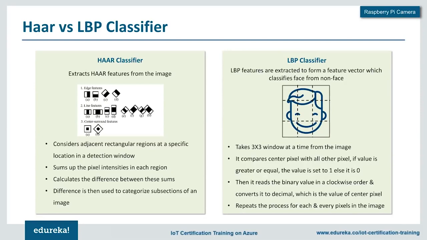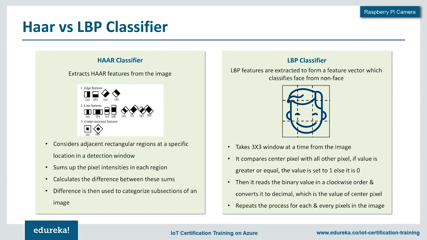What it does is consider the adjacent pixels to the region where the face is detected, and then sum up the intensity of the pixels in each of these regions. Once it's done, it calculates the difference between these sums, and then uses them to differentiate between the section and the subsection of the images.